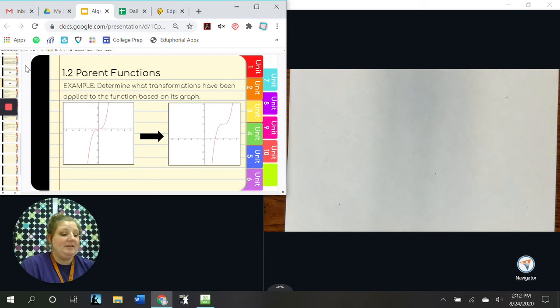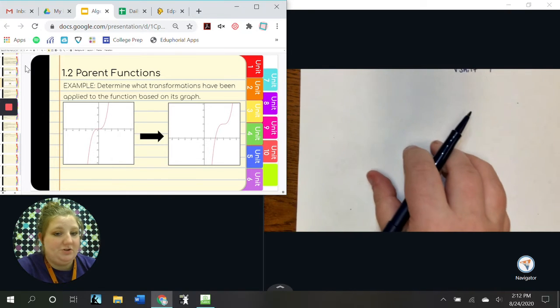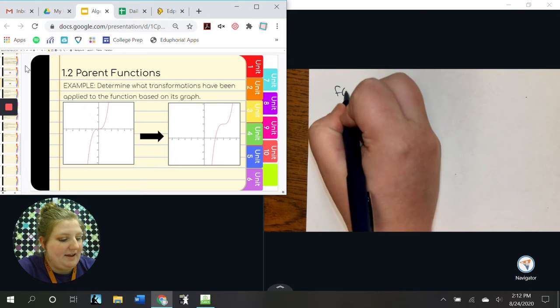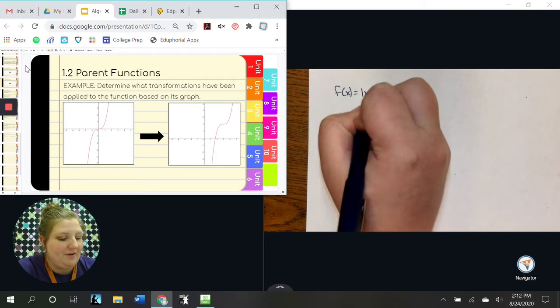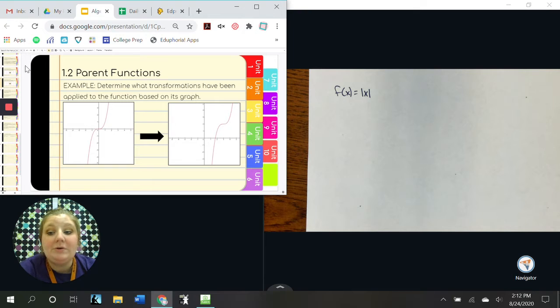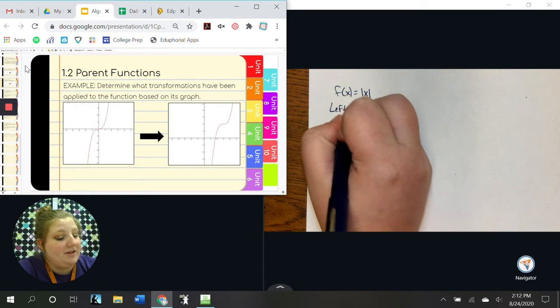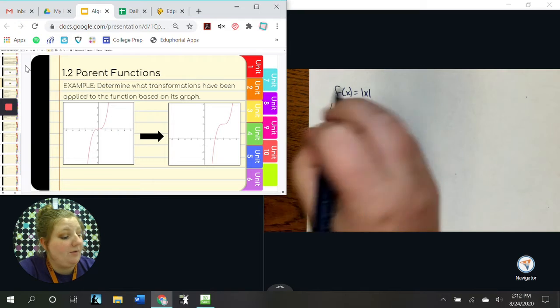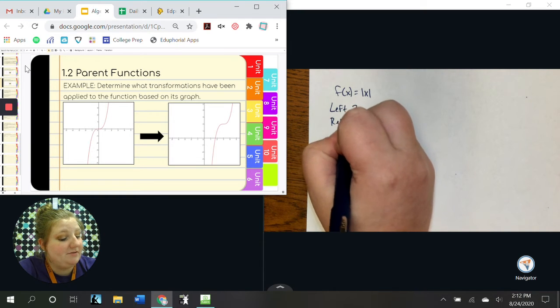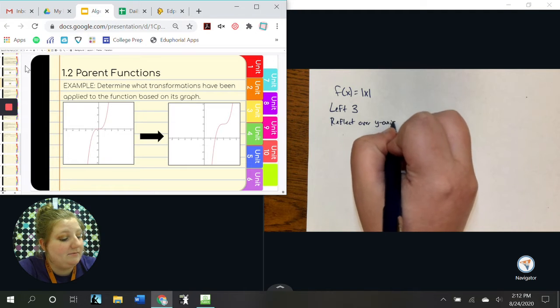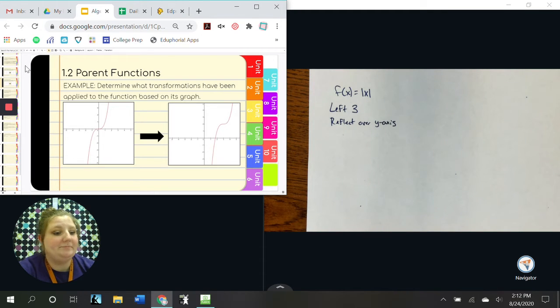So if I tell you I want you to start with the function f of x equals absolute value of x. That's our parent function. We're going to transform it. And when we transform it, I want us to move it left 3. And then I want to reflect over the y-axis. All right, that's what I want us to do.